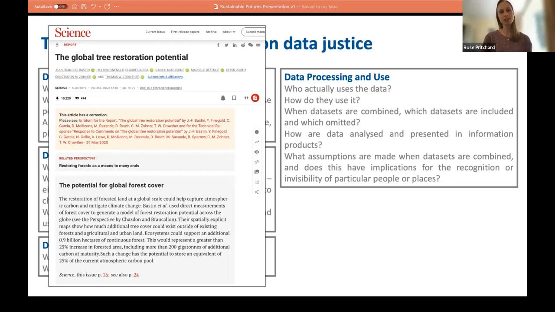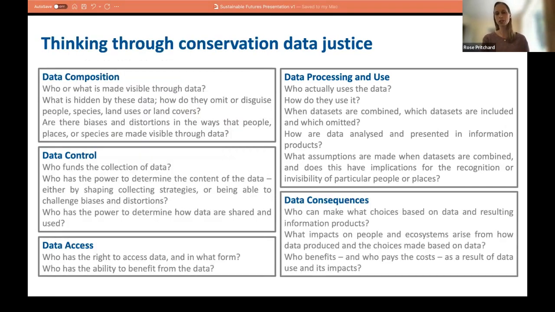And you might think this is part of the kind of normal ebb and flow of the scientific process. You publish a paper, other people highlight flaws, so you amend the paper, and science moves forwards and does better in the future. But this is where this idea of data consequences becomes really important. This idea of who's making what choices based on these information products, and what impacts could that have, for better or for worse, on people and ecosystems.